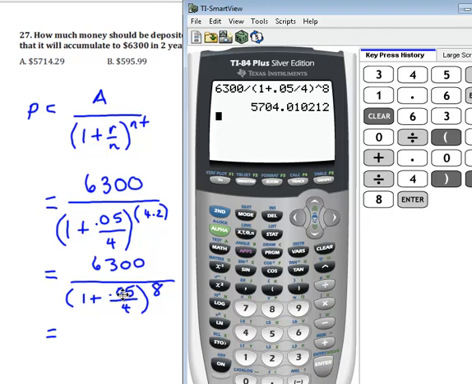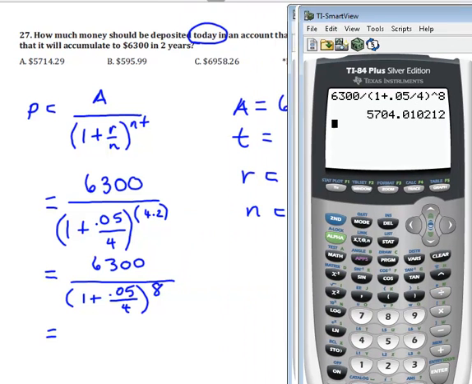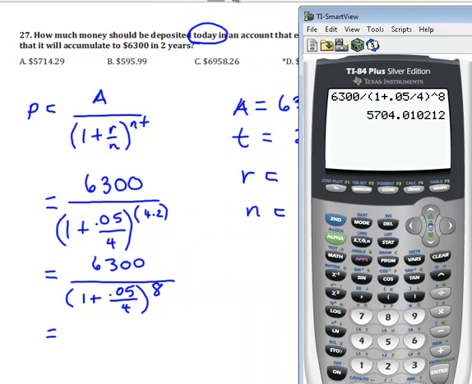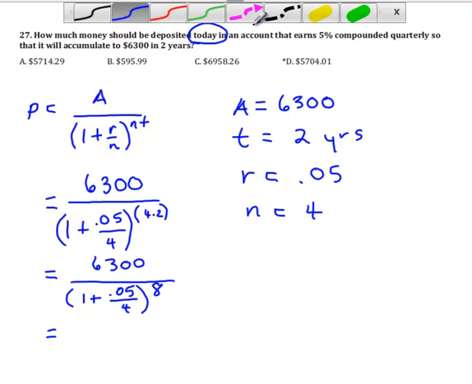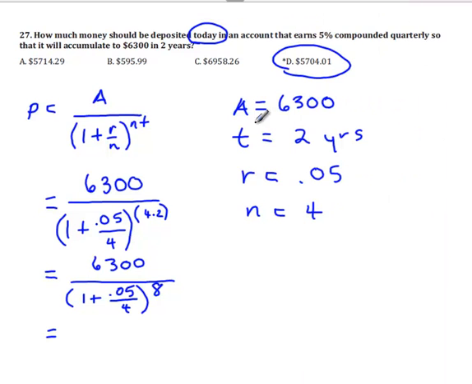We get, for our answer, $5,704 and a penny. $5,704 and 1 cent. That is the amount to be deposited today to grow to $6,300 in 2 years.